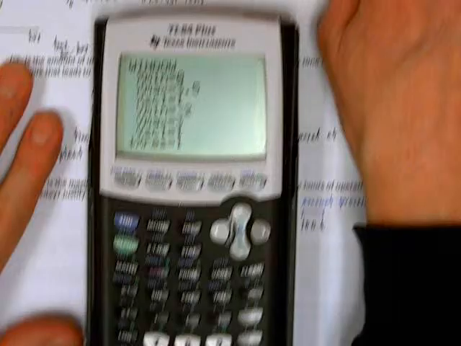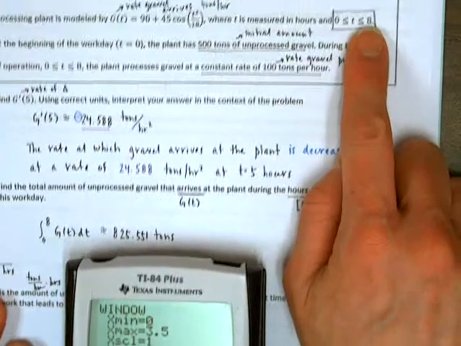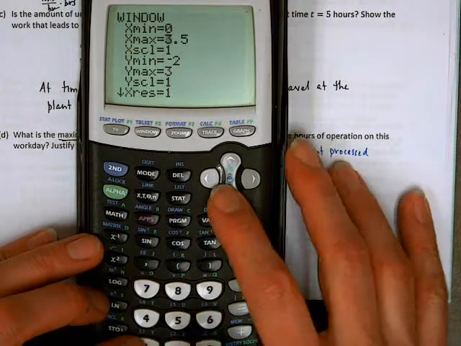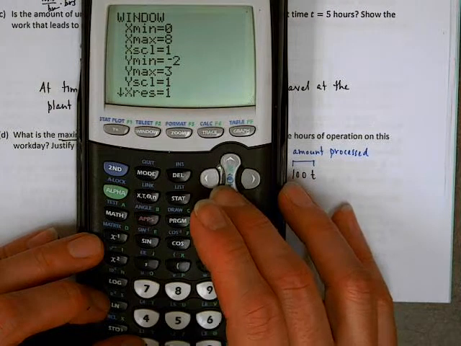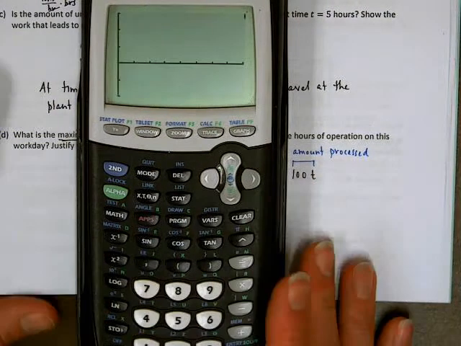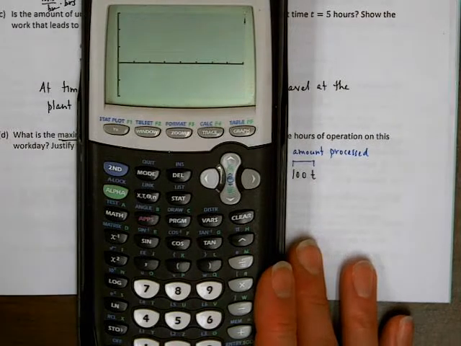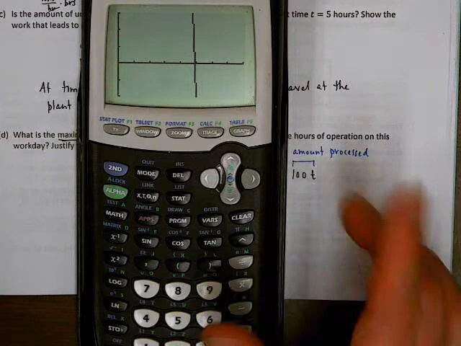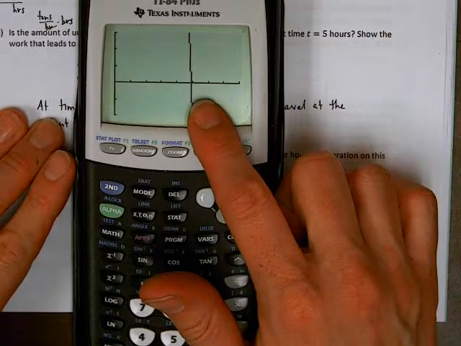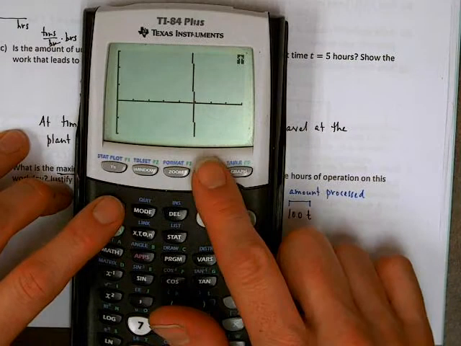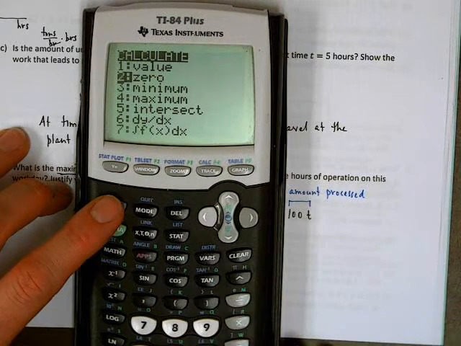I know my interval, my hours of operation, it has to be between 0 and 8. So I'm going to change my x min to 0, x max to 8. And then we'll go ahead and graph it, and hopefully we'll find a 0. Okay, so I've got 1, 0 I can see right here. So I'm going to do second trace. So I'm going to calc, and I'm going to look for that 0.